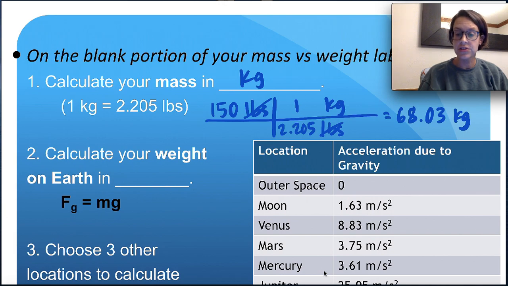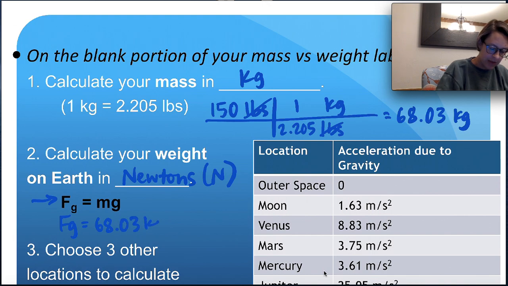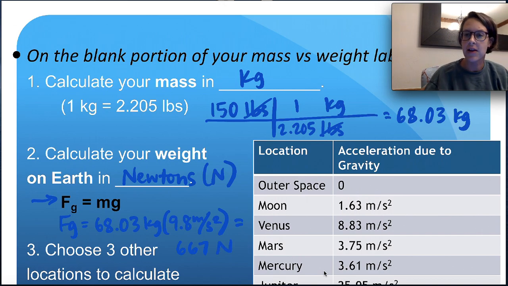When you calculate yours, it should be smaller than what you think of as what the scale would tell you. Okay. Next step is we're going to calculate your weight on the Earth, and we measure weight in newtons, not in pounds. Okay. So to calculate that, we're going to do this formula here. We need to put in the mass that we just got, which was 68.03. And then g on Earth is 9.8. And so we get an answer of 667 newtons. And of course, I'm rounding that a little bit.